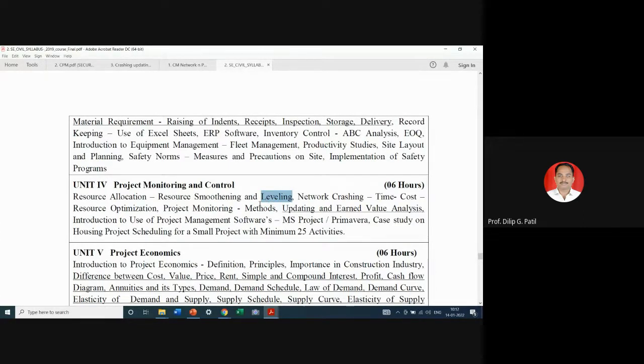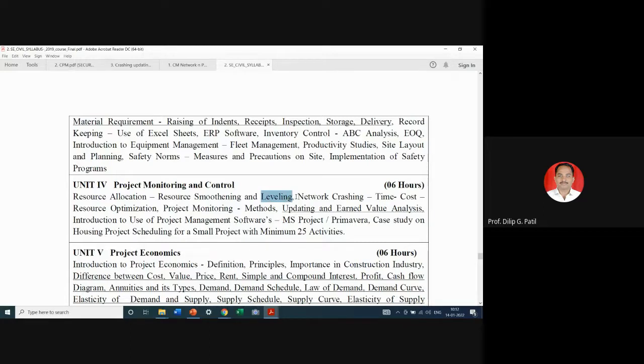And accordingly, if a particular activity on the critical path is extended or its duration is increased, then it will result in an increase in the project duration also. So sometimes this is all about resource allocation. We can see some examples on resource allocation. Under that, resource smoothing and leveling can be seen.